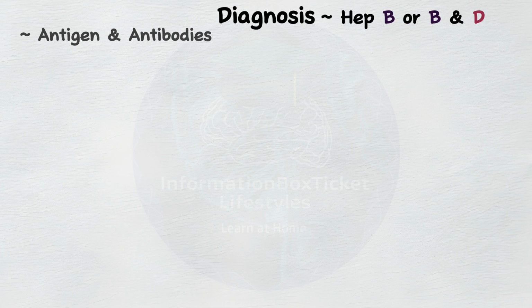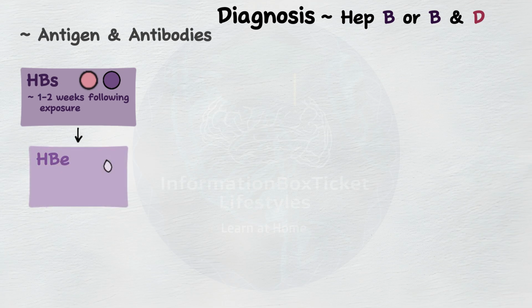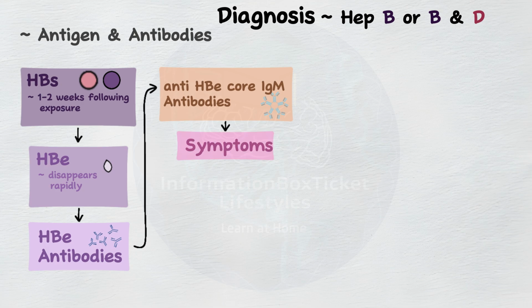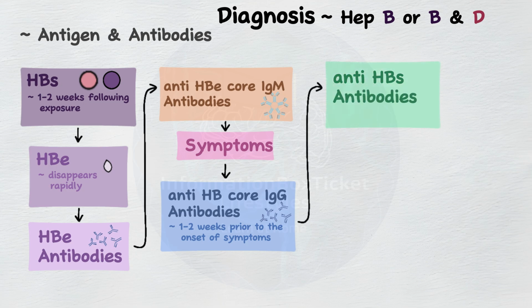The first antigen to show up is HBs, which can be seen in the first 1 to 2 weeks following exposure. HBe antigen soon follows but disappears rapidly. HBe antibodies show up soon after it clears. Anti-HB core IgM antibodies often manifest 1 or 2 weeks prior to the onset of symptoms, with anti-HB core IgG antibodies following a few weeks later. Anti-HBs antibodies develop when the patient heals.